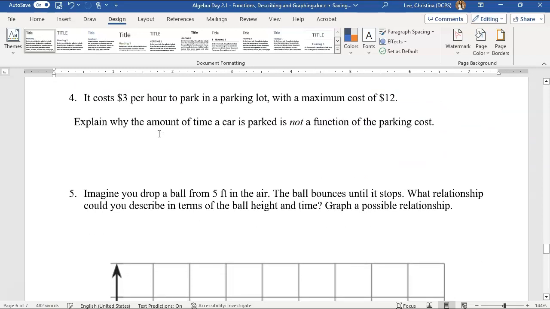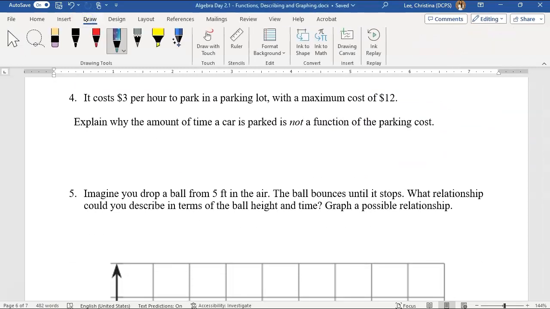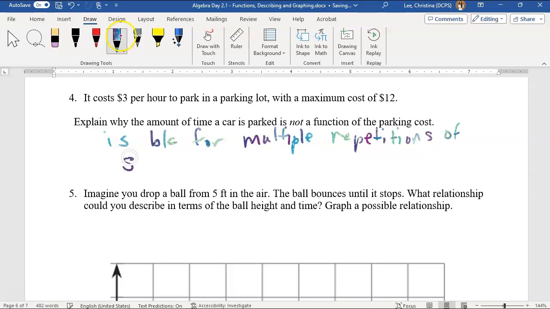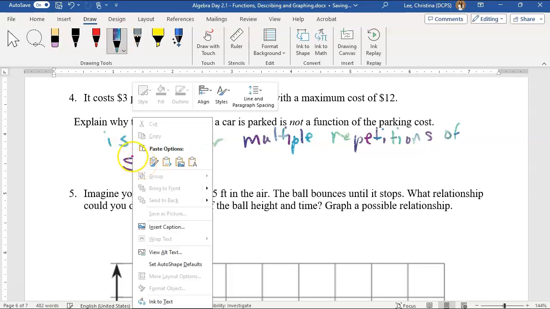It costs $3 per hour to park in a parking lot with a maximum cost of $12. Explain why the amount of time a car is parked is not a function of the parking cost. So the reason the amount of time the car is parked is not a function of the parking cost is because for multiple repetitions of $12.